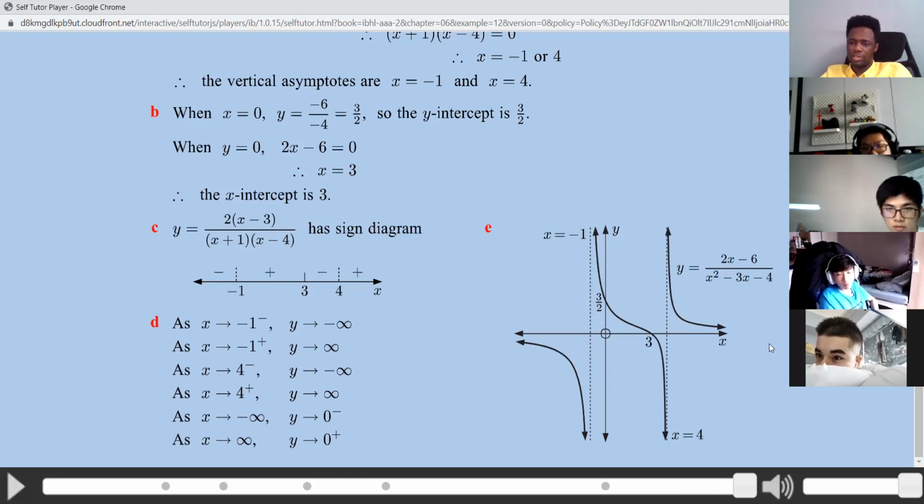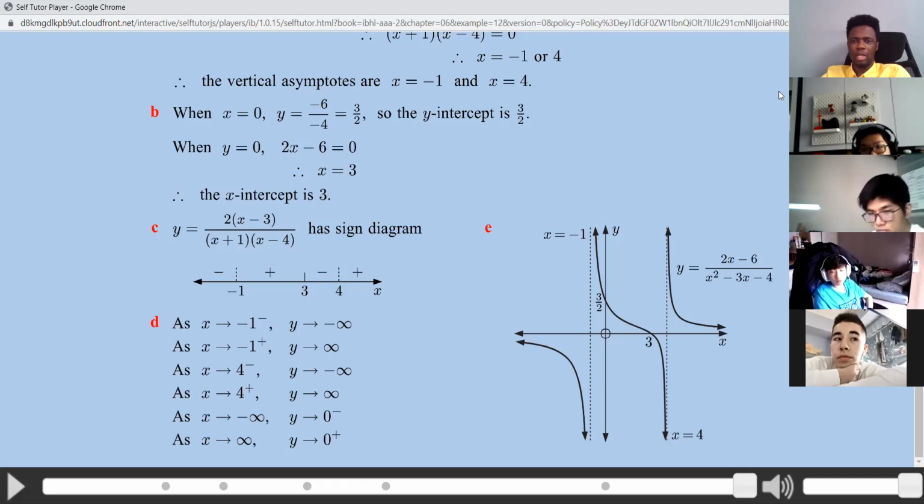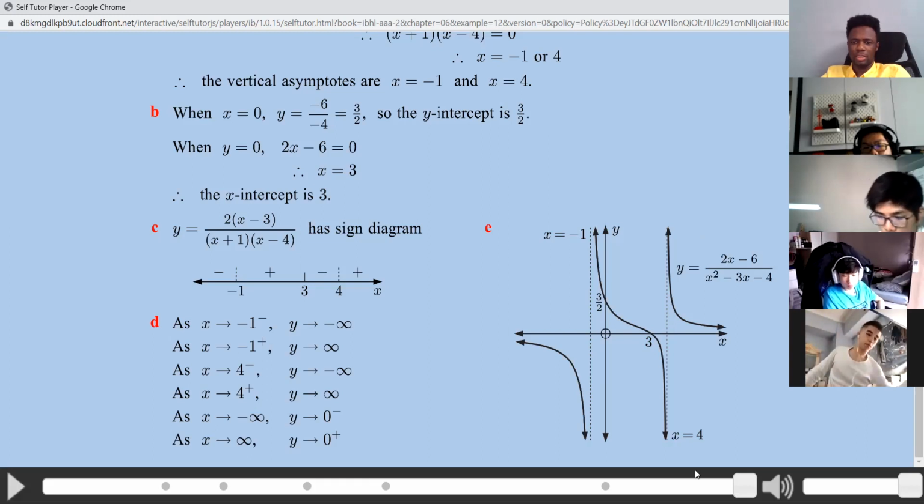Does this make sense? Alex, ask your question, please. Okay, so everybody's good? So I'll send a screenshot of this also. So please write down the example in your notebook. Understand? So let's go back to the book.